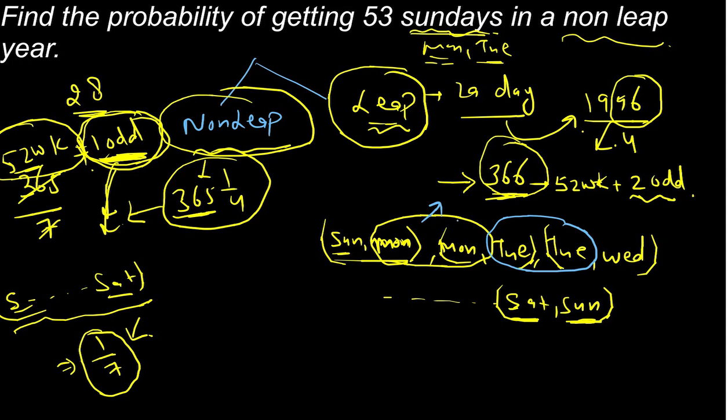So what will be the probability of getting 53 Sundays in a leap year? So your answer is going to be 2 by 7. So both questions are so general actually, that's why I started this. So let's come to the next problem.